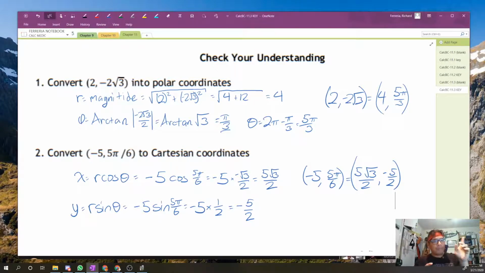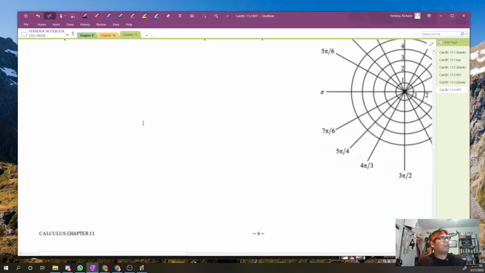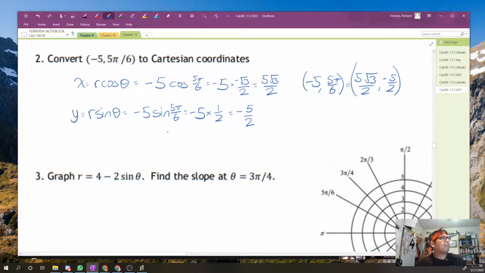Let's see, 5 pi, we have a negative radius, so I'm going to subtract pi. No, I'm going to have to add pi. So 6 plus 5 is 11 pi over 6. So negative 5 and 5 pi over 6. I should write this down. Negative 5 and 5 pi over 6.